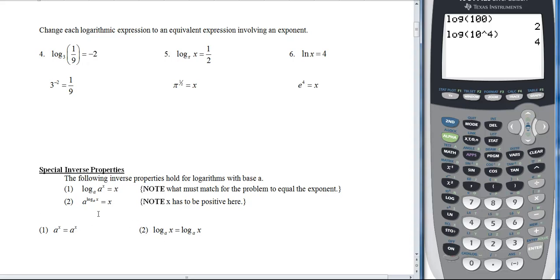So some of the problems you're going to have to be doing, the bases will be the same. So you need to see which one of these special inverse properties you'll have to use. Okay? That's it for this one.